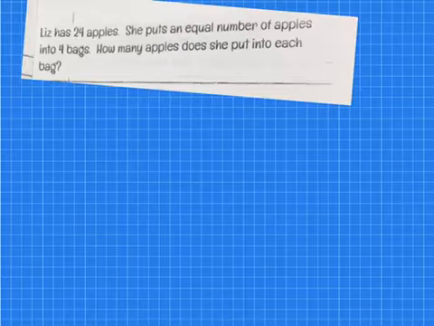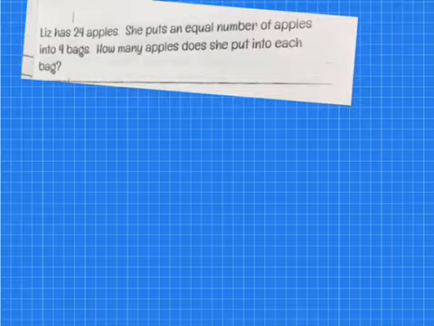Let's try another problem. This problem says, Liz has 24 apples. She puts an equal number of apples into 4 bags. How many apples does she put into each bag? Okay, so we have to think to ourselves, do we have a total? Do we have our groups? Do we have our number in each group?